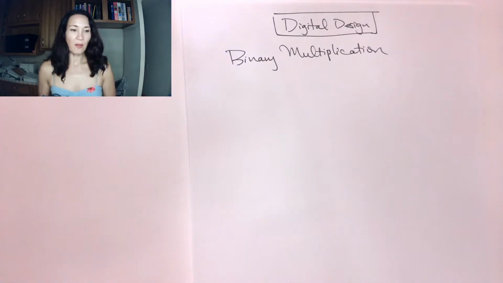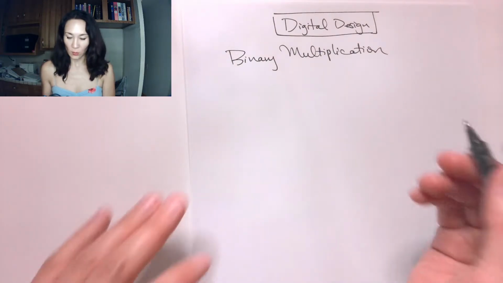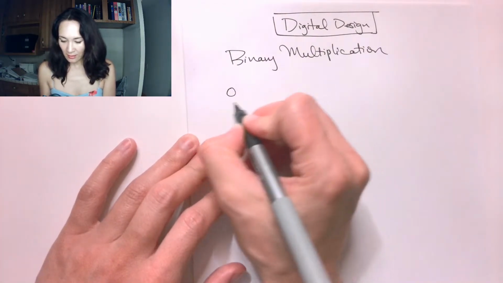Let's do binary multiplication. Binary multiplication is super straightforward. It's easier than binary subtraction in my opinion because it works exactly like decimal multiplication with zeros and ones. So just recall these basic rules.